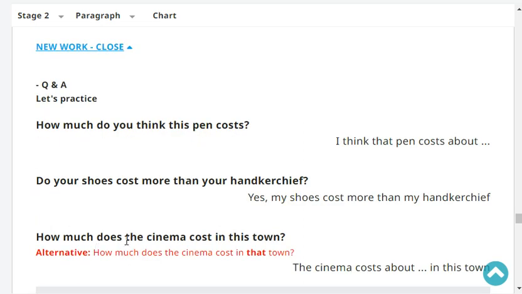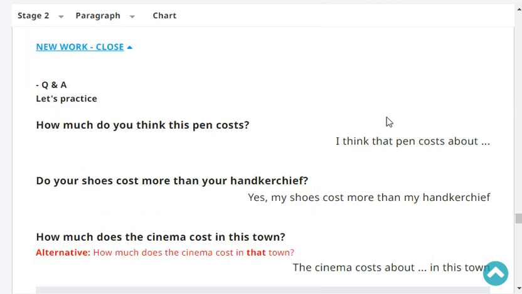Let's practice. How much do you think this pen costs? I think it costs about 100. Hold on. I think that pen costs about, how much?